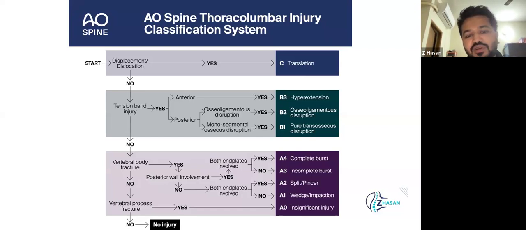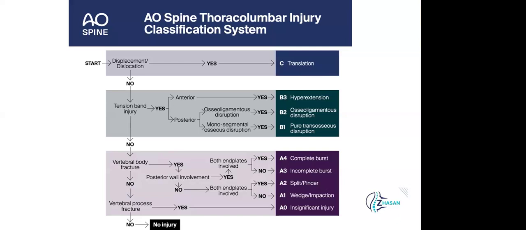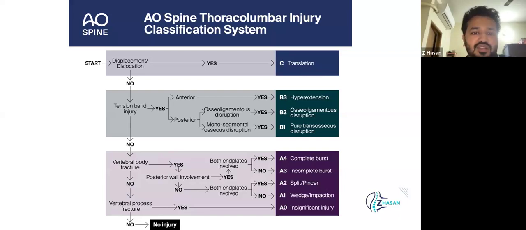So this classification system has a huge limitation: it cannot define the neurological level of the injury. Sometimes we can find only a cord injury, nothing in the vertebral body, nothing in the tension band, only an acceleration-deceleration type of injury causing a cord hematoma. So this classification will only address the structural damage, not the neurological level. This is one very big limitation I find in the AO classification system.